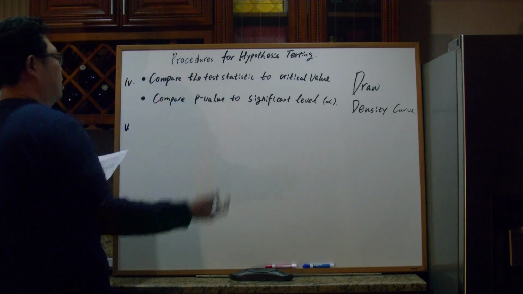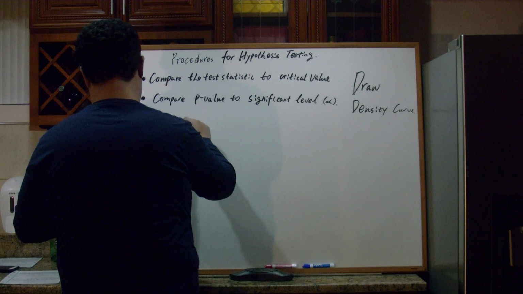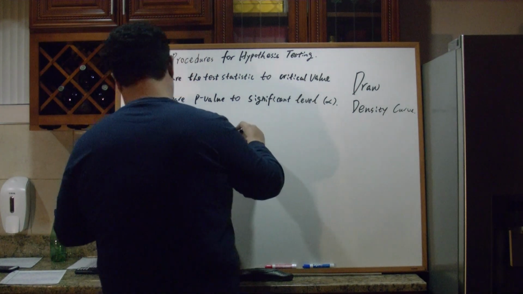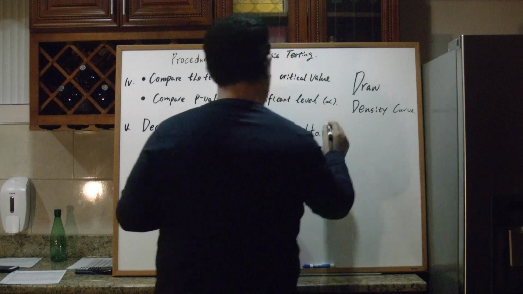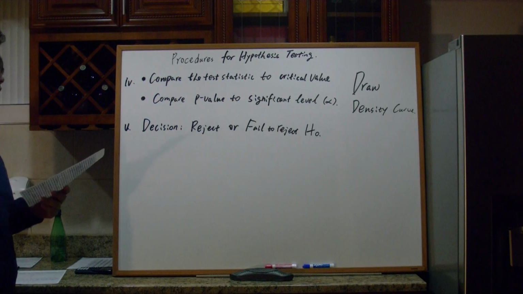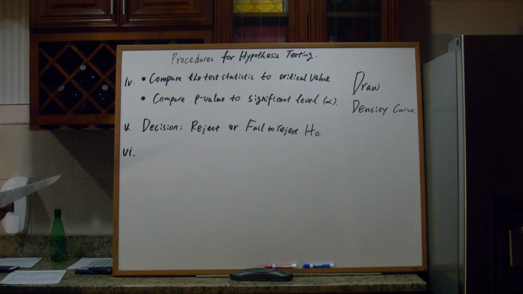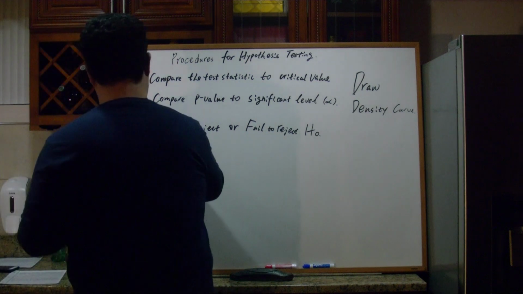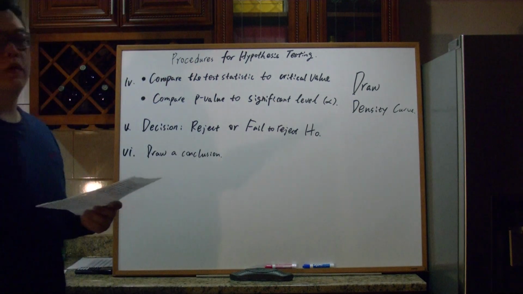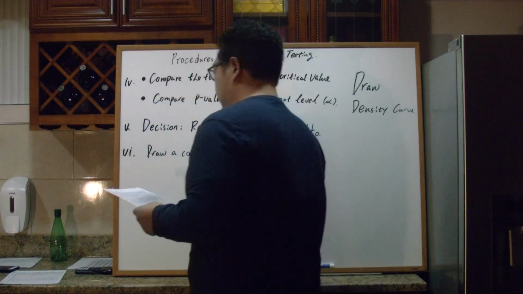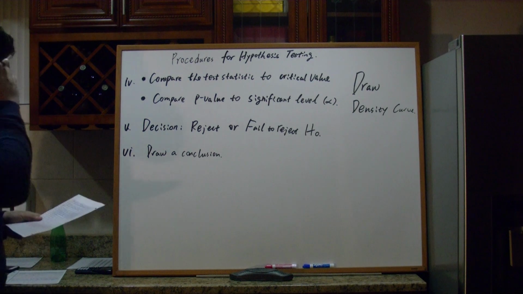Then after that, we will get some clue and make a decision. Make a decision about the null hypothesis, either to reject it or fail to reject the null hypothesis. And finally, as we did in the last chapter, we need to get a summary and draw a conclusion, the conclusion of what we are actually doing.